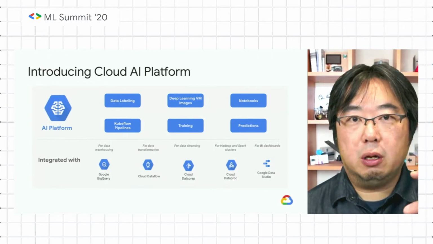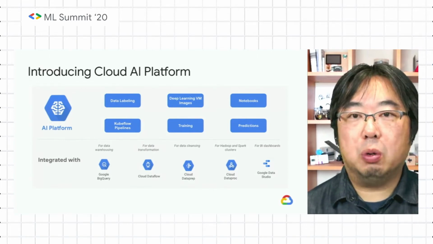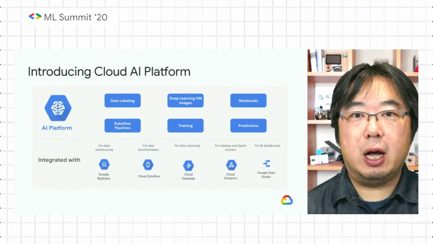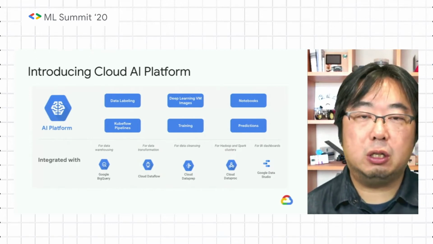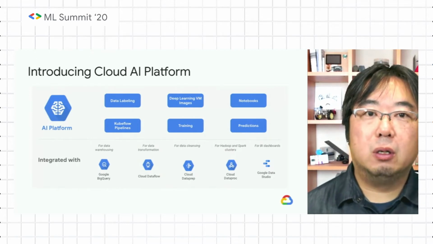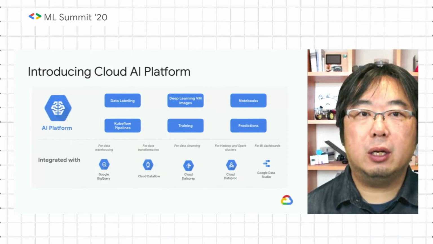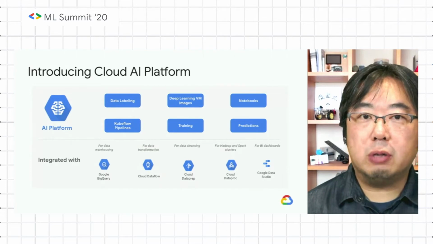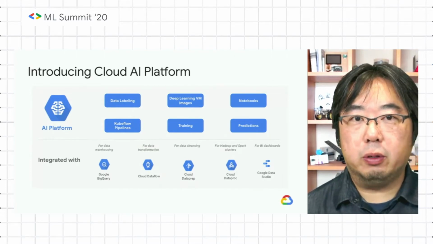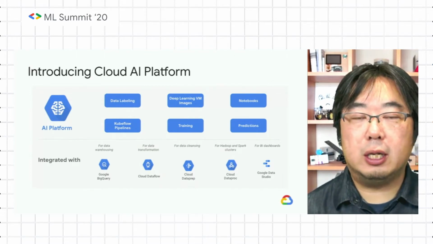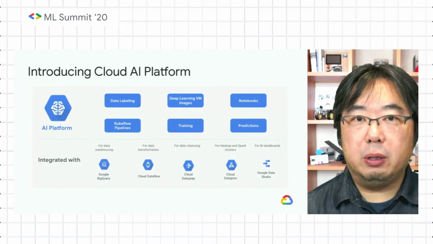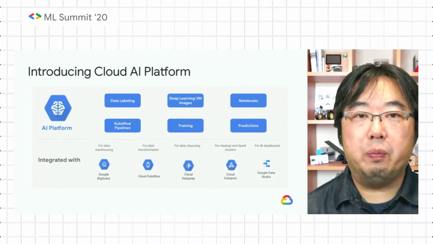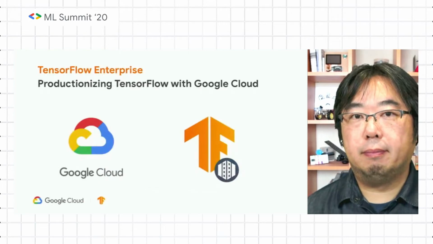And the modules or components of the AI platform can be easily integrated with the other data products, such as BigQuery, Dataflow, Dataproc, and Data Studio. So by using the Cloud AI and Google Cloud Platform, it's so easy for the ops team and also the data scientist teams to build a scalable and production-ready machine learning development platform.